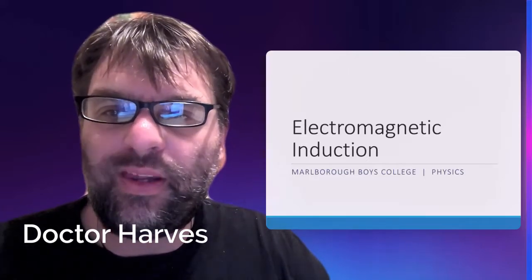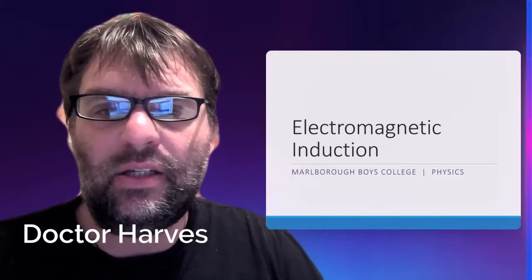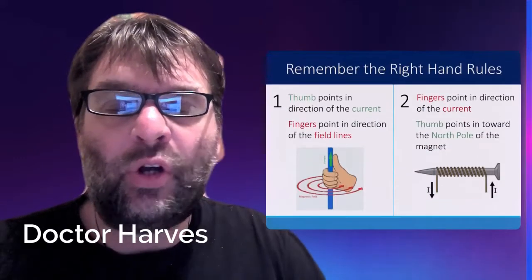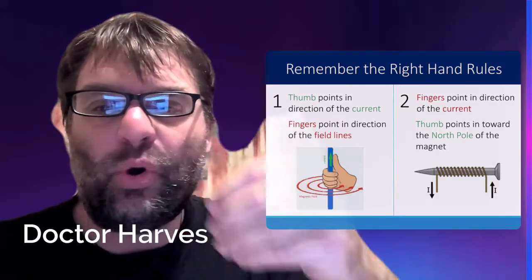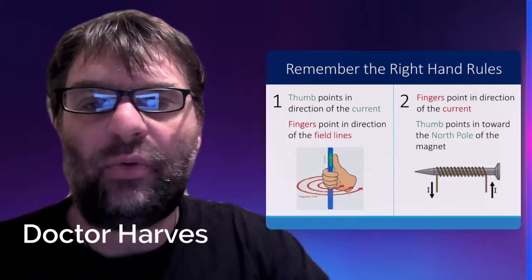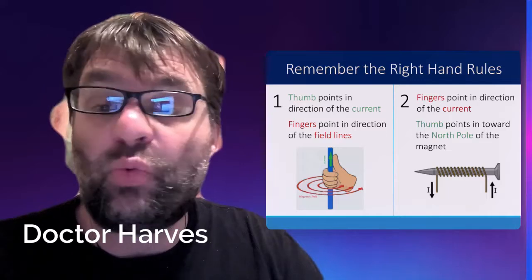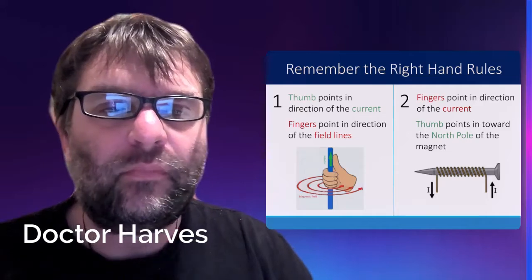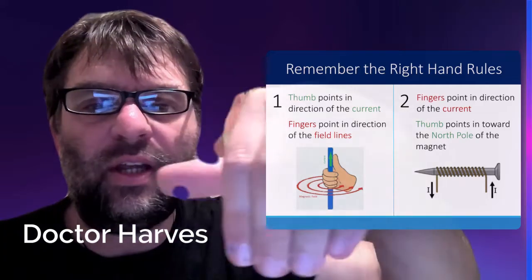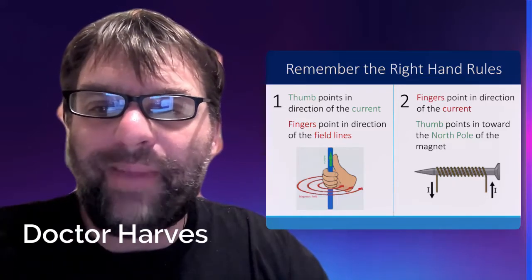So welcome back, Level 3 physicists, continuing on with the electronic standard, and today looking at electromagnetic induction. Remembering from last year the right-hand rules: the right-hand grip rule, thumb points in the direction of the current, the fingers are the direction of the field lines of the magnetic field. And then we have the other right-hand grip rule. This time the fingers point in the direction of the current, and the thumb points in the direction of the north pole of an electromagnet.